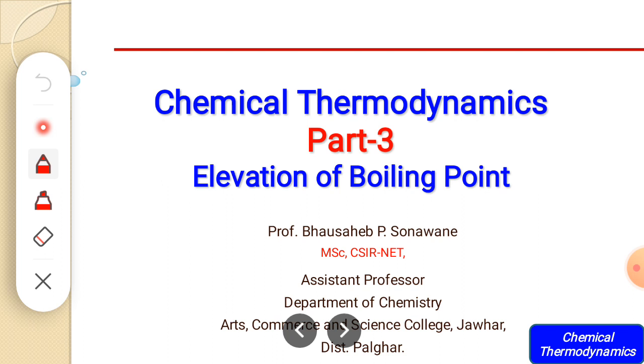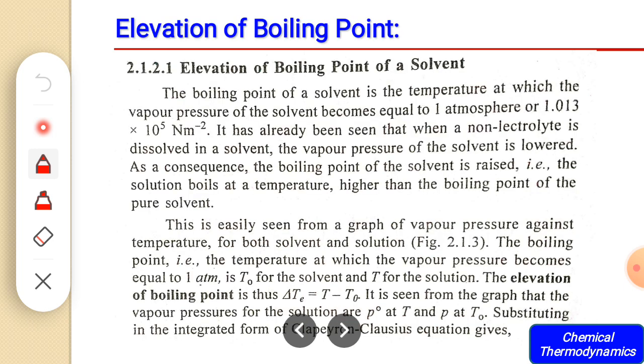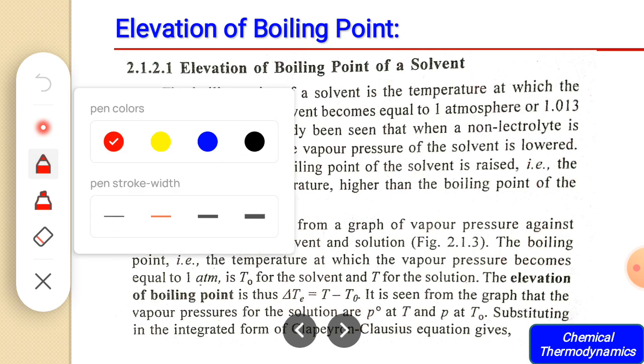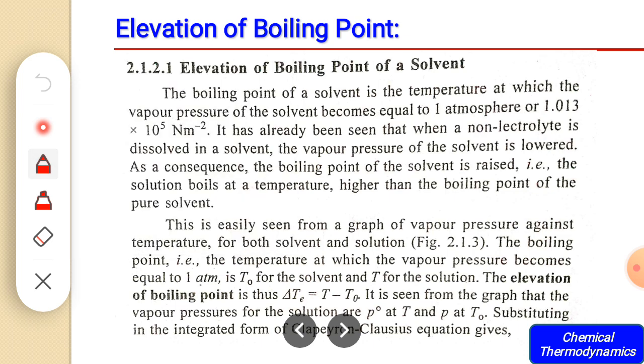So dear friends, today in this part of the video we will talk about the next colligative property, which is the elevation of boiling point. First of all we should know what the boiling point is, and then we will move towards the elevation of boiling point.